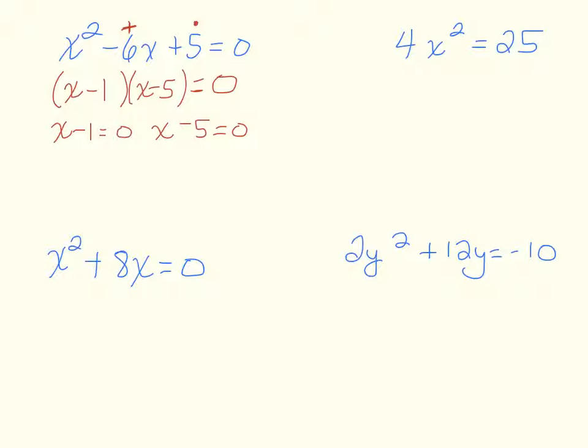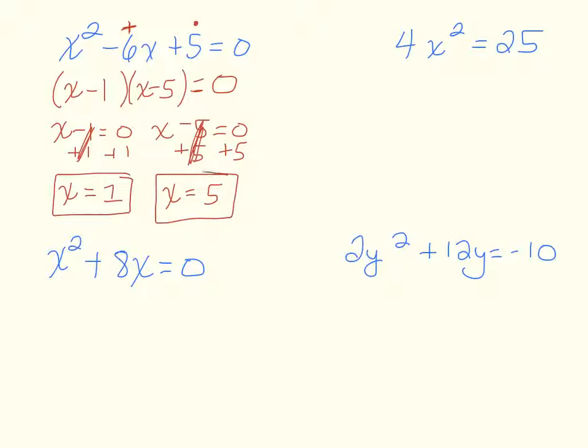So if I solve in this case, I'm going to add 1 to both sides. That 1 goes away, and I'm left with x is equal to 1. And here I'm going to add 5 to both sides. So this goes away, and I have x is equal to 5. So x is equal to 1, and x is equal to 5.